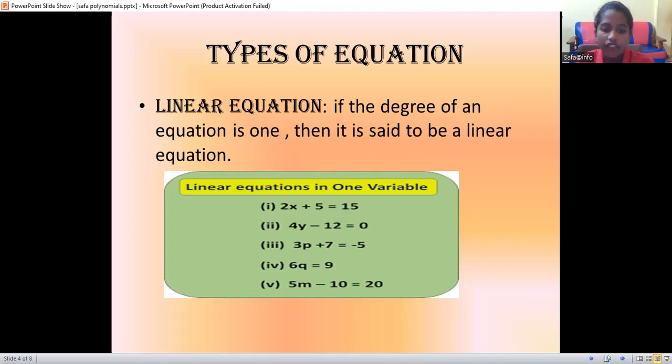For example, 5m minus 10 is equal to 20. In the variable m, its power is 1, because m is m to the power of 1, and anything to the power of 1 is itself. So it is a linear equation. Not only this, 2x plus 5 is equal to 15, x degree is 1. 4y minus 12 is equal to 0, y degree is 1. 3p plus 7 is equal to minus 5, p degree is 1. 6q is equal to 9, q degree is 1.